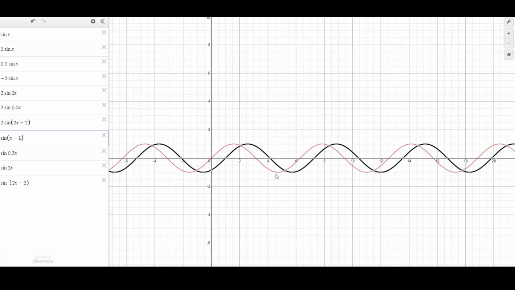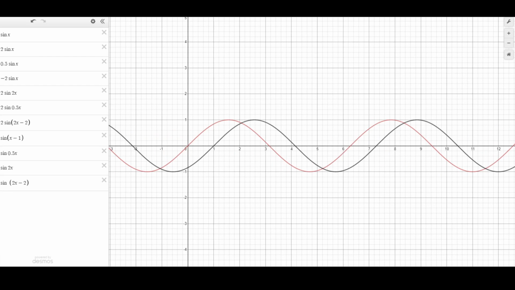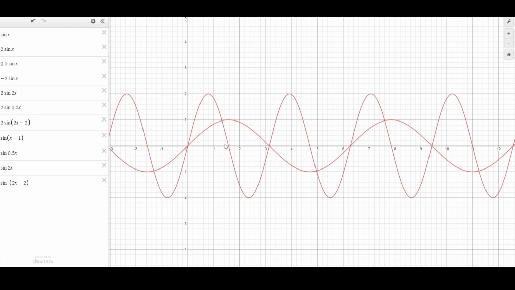Okay, let's say we want to combine these different effects. Let's say we want y is equal to 2 sine of 2x minus 2. First, let's stick with y is equal to 2 sine 2x. So what happened here? As you can see, the amplitude doubled, and the period is divided by 2. The amplitude is now 2 instead of 1, and the period is now pi instead of 2 pi.